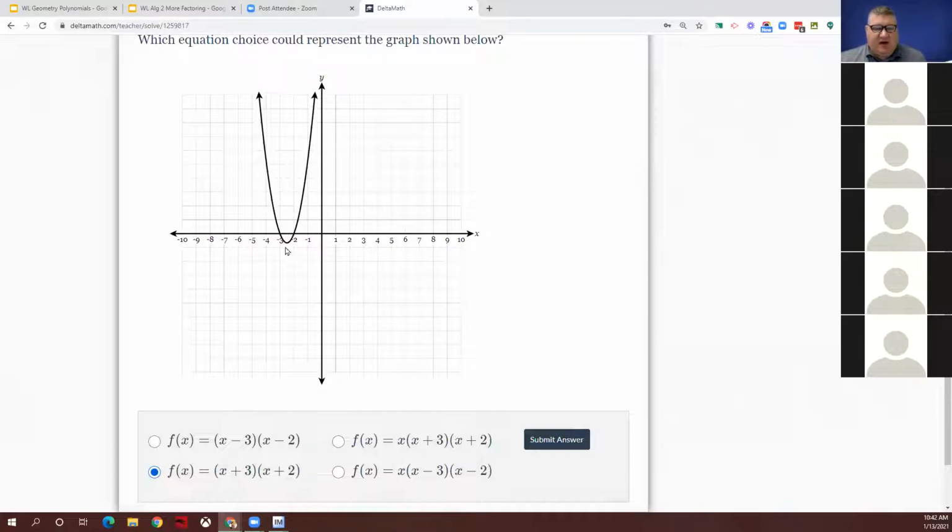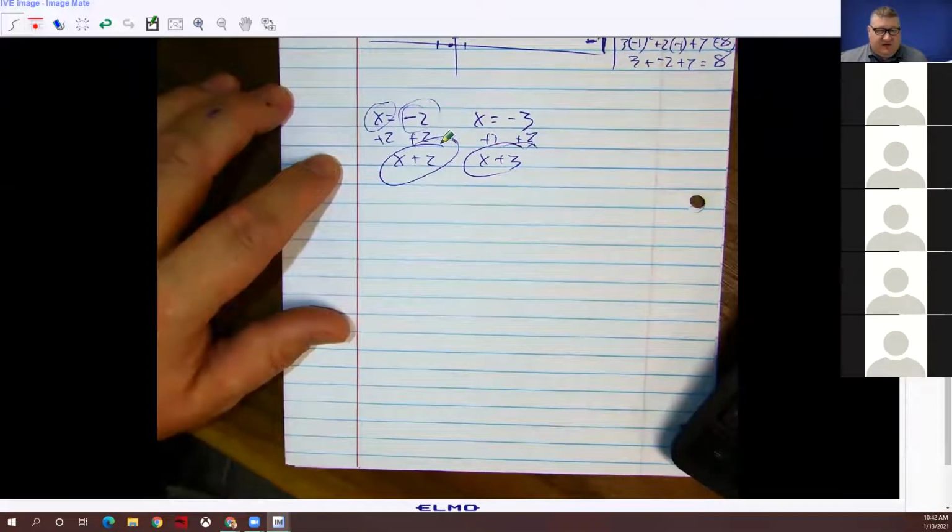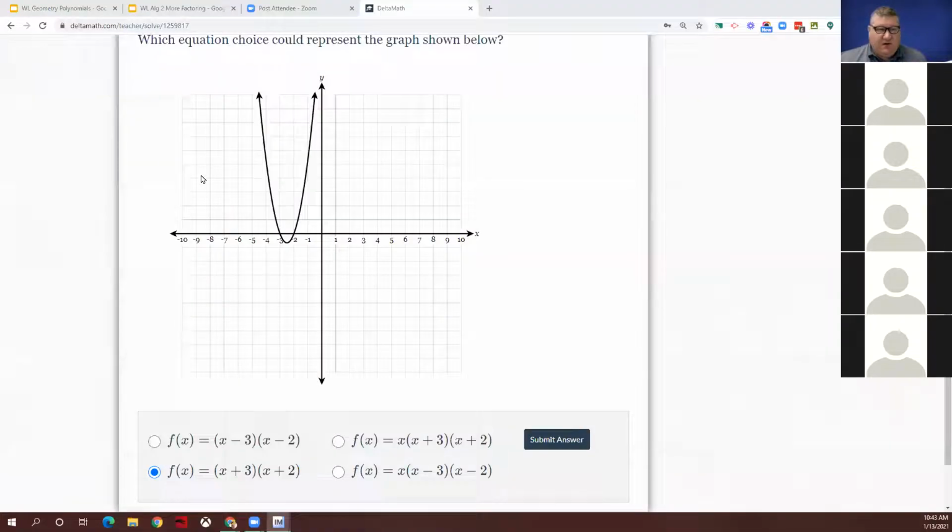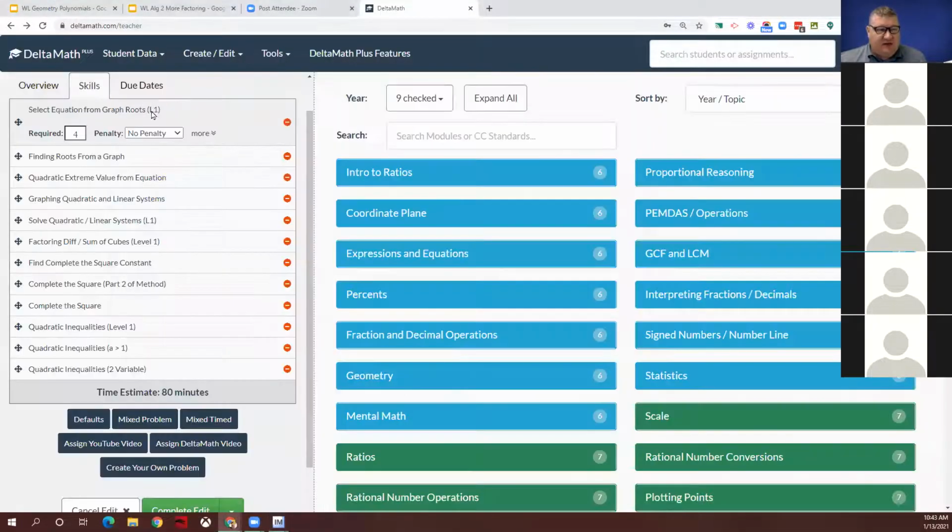Yes. Here's how I know. How many times does it cross the x-axis? Twice, correct? And so this one is out because it crosses 1, 2, 3 times. That's no bueno. And why is it this, not this? Because if the solution is -2, if I move it over, the factor becomes x plus 2. All right, so that's how you're going to do that one.